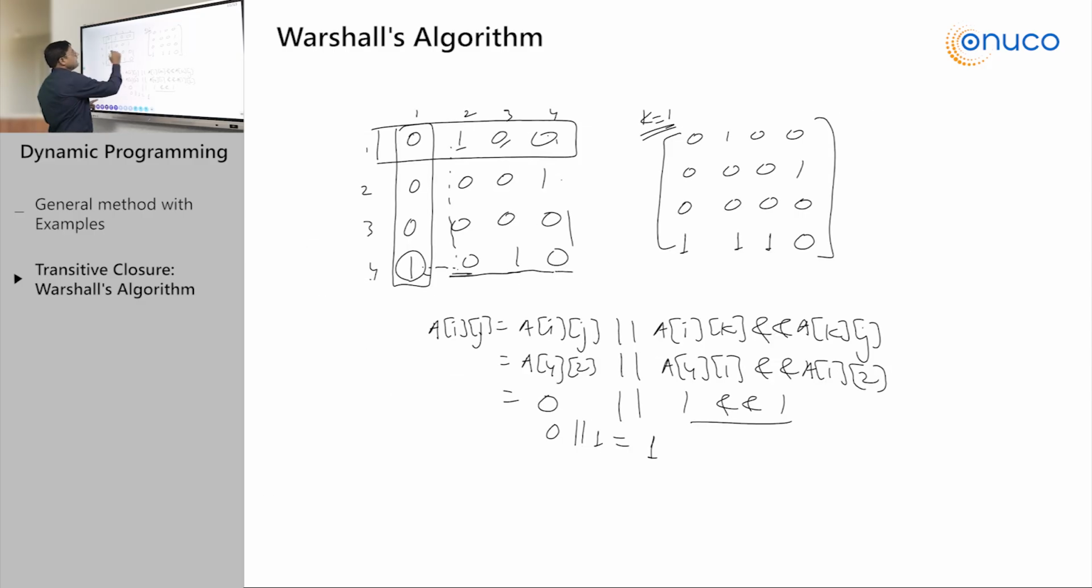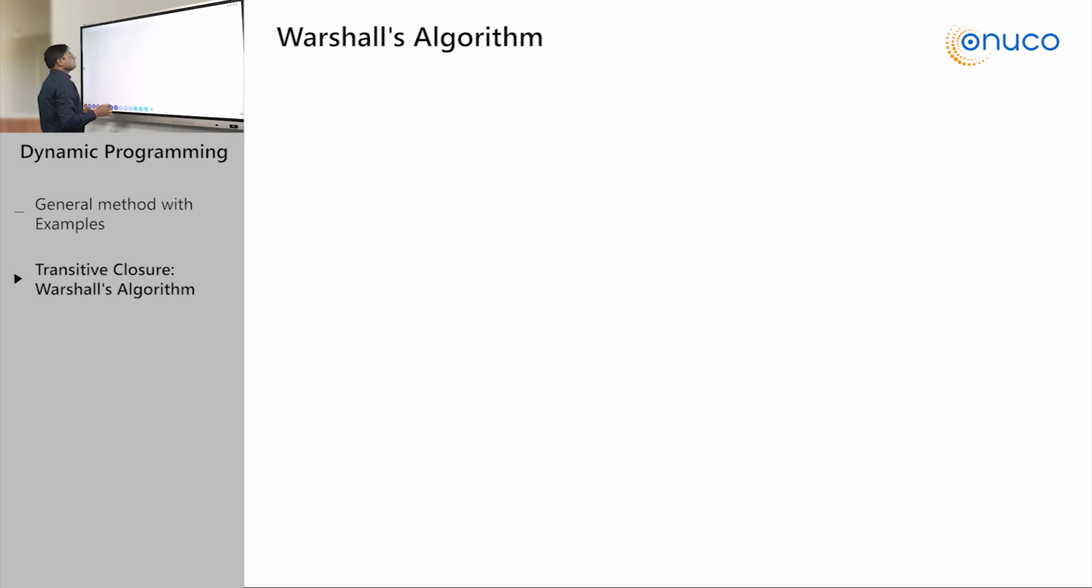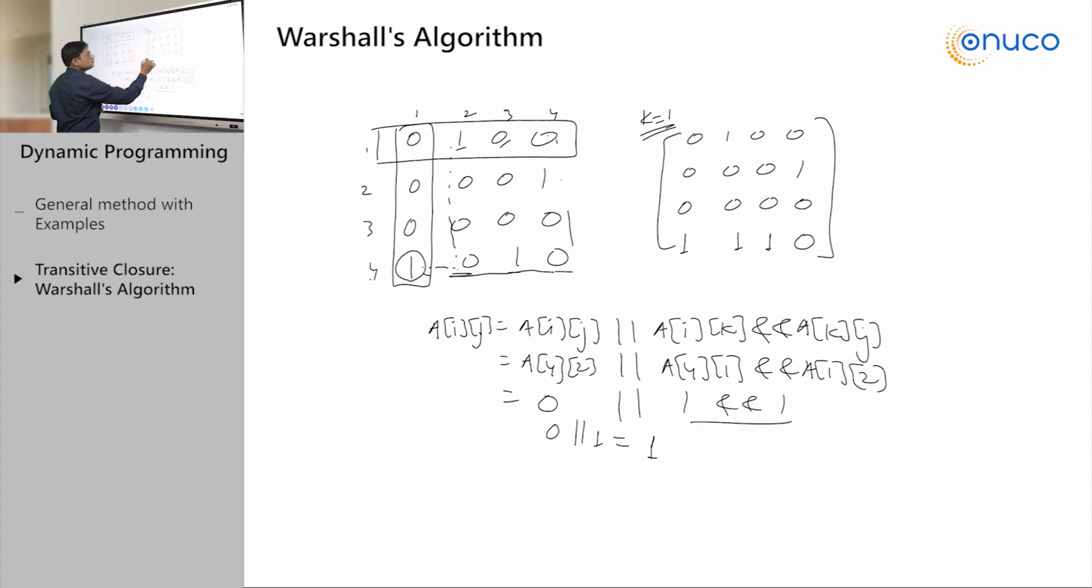Similarly, now k is equal to 1, we have already filled up. For k is equal to 1, we are done with all the rows and all the columns. So what will happen next? Next is going to be k is equal to 2. When we do k is equal to 2, what will be our input? The input is the previous iteration's outcome. So this is going to be the input.